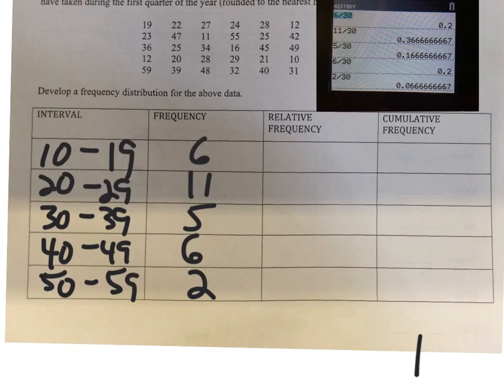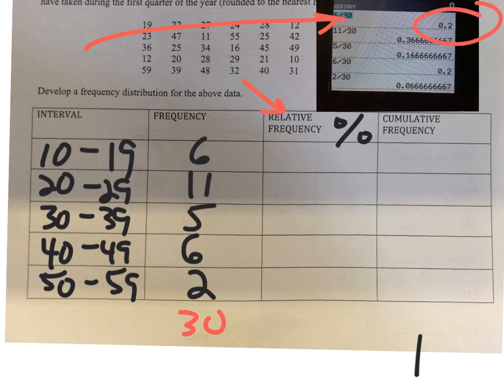The next column of our chart discusses the relative frequency. And the relative frequency is just simply the percent of the data values that are in each of these intervals. So relative frequency just basically means the percentages. So for example, in this first interval from 10 to 19, there are 6 numbers in that interval. Well, since we had a total of 30 data values, I did 6 divided by 30, and I got 0.2.